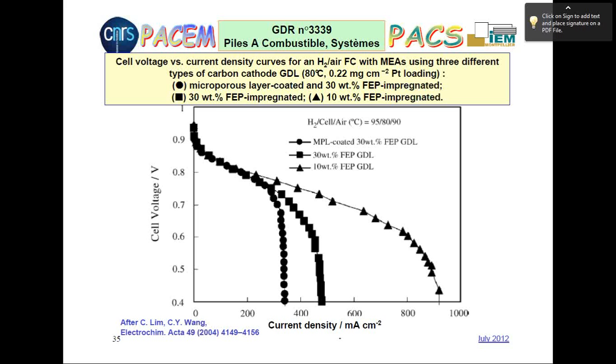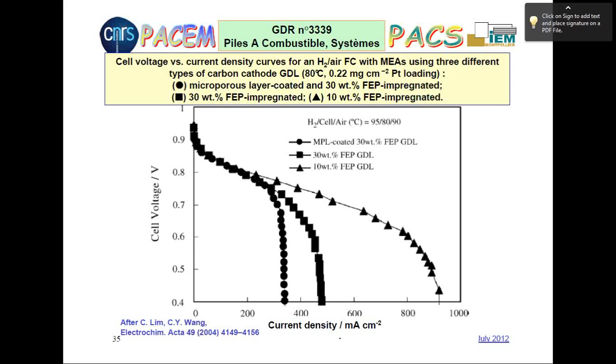So you see the difference between gas diffusion layers with a microporous layer coated, and you can impregnate it with fluoroethylene polymer at 30 weight% or 10 weight%, to have a layer which is sufficiently solid, and you must control the permeability to gases. You can add poroform, etc. The main point is you see the effect on the limiting current density.